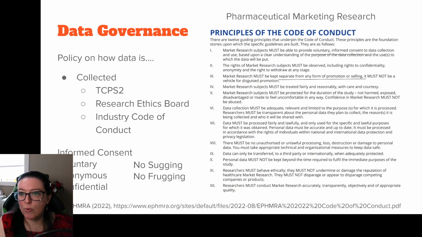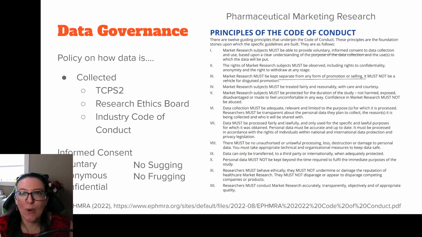What you can see here on the right is the code of conduct for the European Pharmaceutical Marketing Research. Canada and the US are members of EPHMRA. So if you are doing drug trials, any type of research related to sales of pharmaceuticals, then there is this code of conduct here. And the key, whether you're looking at TCPS2 or guidance from your research ethics board or your industry code of conduct, is that there needs to be informed consent. What my face is hiding on the slide is that it needs to be voluntary, anonymous, and confidential. Those are the key foundations to any kind of data collection.